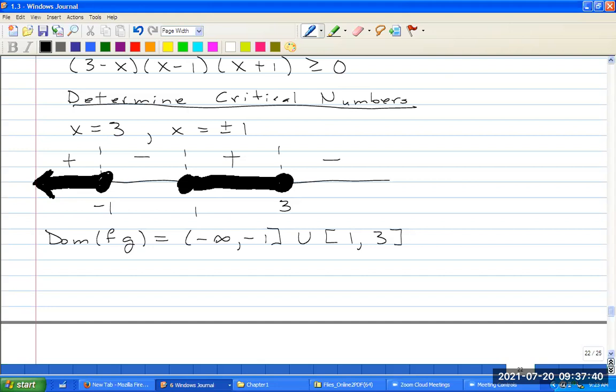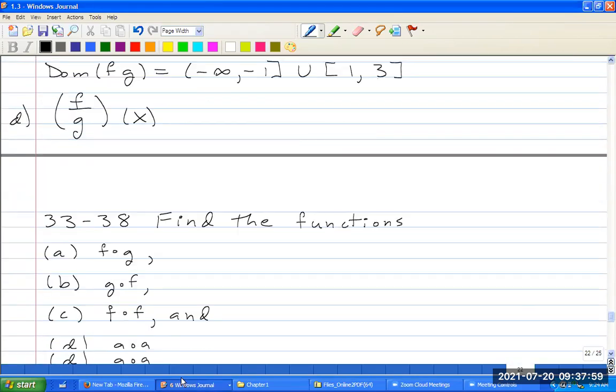D. I want to find f over g at x. So this is, oops.